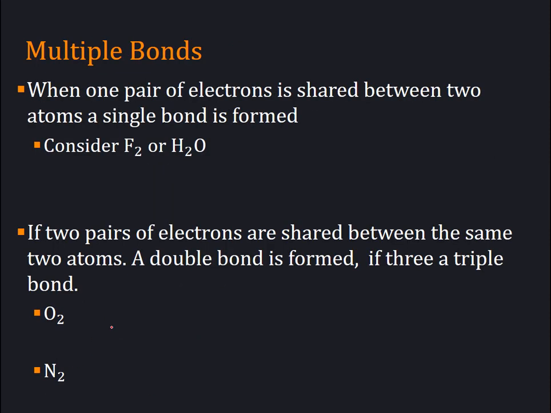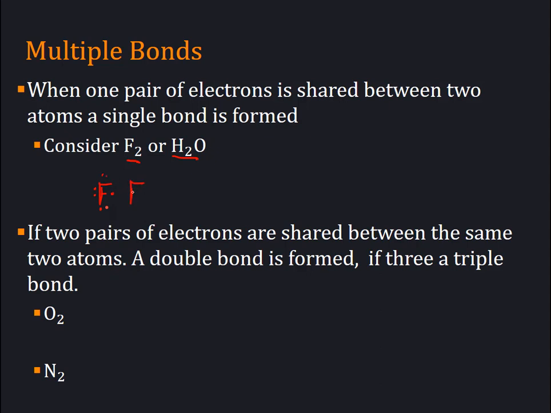Now, if we have electrons being shared, we're going to look at how this happens in a minute. We can actually share more than one electron from each atom. So if one pair of electrons is shared between two atoms, a single bond is formed. So like fluorine as it forms a bond, or water when it forms a bond. Let's look at what actually happens when these bonds form. It's easier to do this with an electron dot diagram. So fluorine, if you remember, is in group 7. It's a halogen. It has 7 valence electrons. It has a spot for one more. It's one short of having 8.